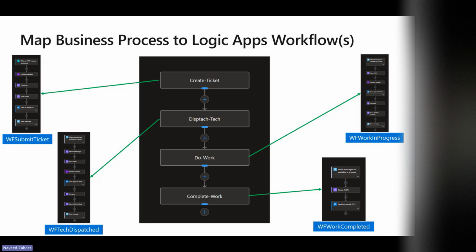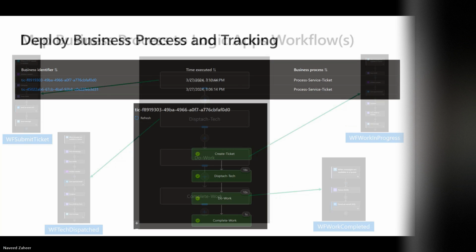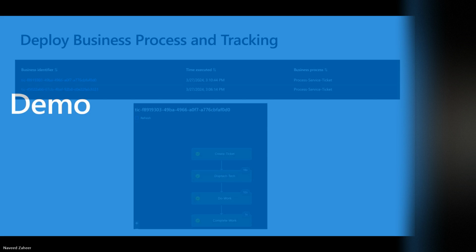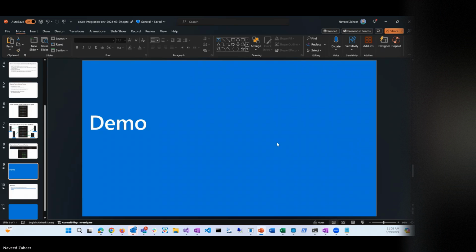I just want to make sure people have a mental diagram before we jump into the demo, because integration is a pretty complex topic. And then you have how you deploy this business process and tracking. Once you deploy it, you start capturing that information, and it tells you how much time it took to complete, and whether every state was successful. If there's a failure, you can go back in and see what happened. All of that is there. Got it? Any questions before we jump into the demo?